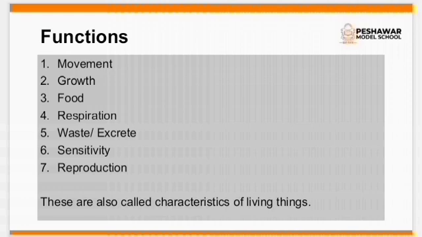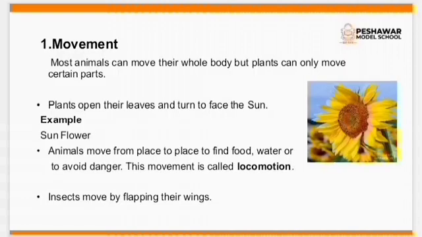First, movement. Second, growth. Third, food. Fourth, respiration. Fifth, waste or excretion. Sixth, sensitivity. Seventh, reproduction. These are also called characteristics of living things. So let's begin with each.